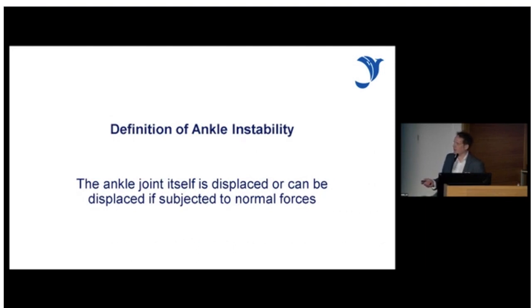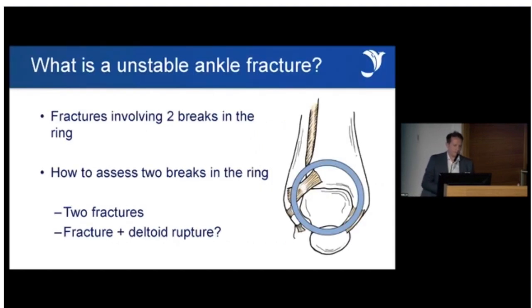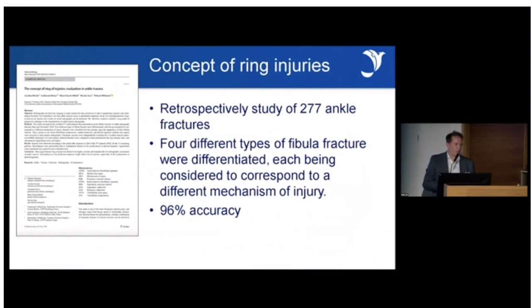The ankle joint itself is displaced or can be displaced if subjected to normal forces. So if you put a normal force through the ankle, be it what is a normal force, then you lose its congruency, okay? This is talked about in AO where you have the ring, and if you lose two aspects of that ring, then you lose stability. There's a little bit more to it than that.